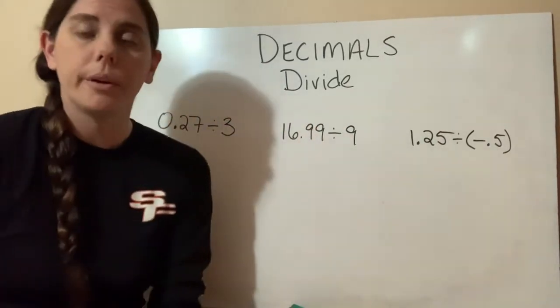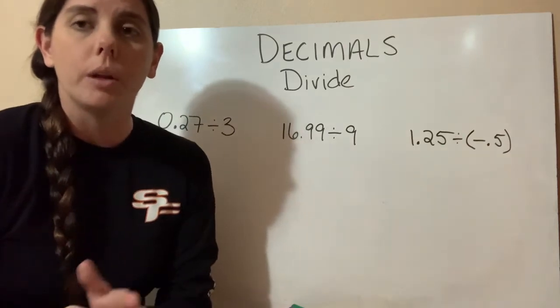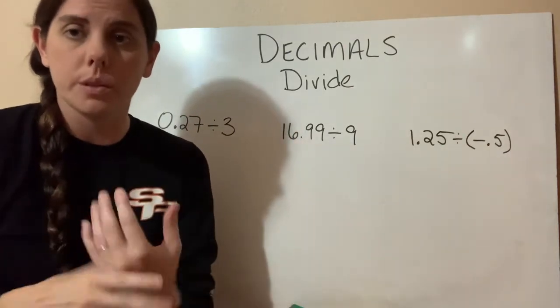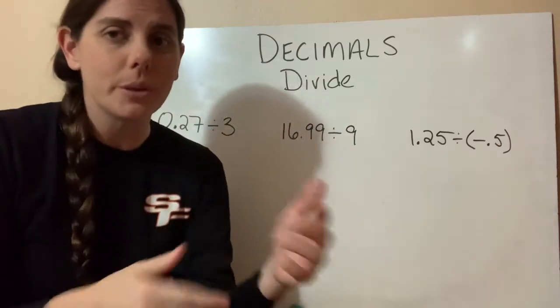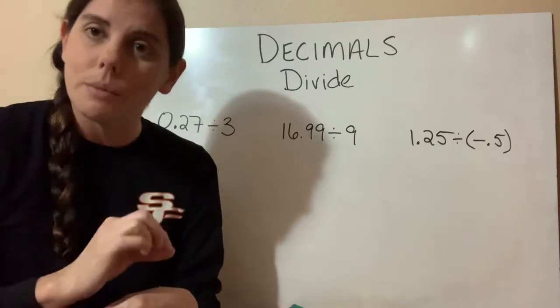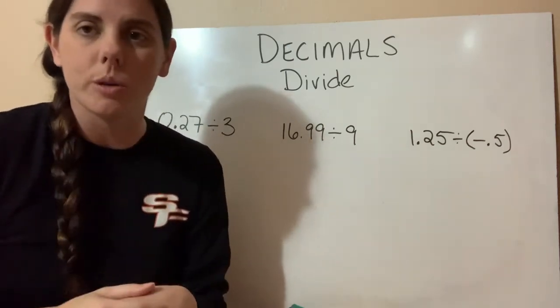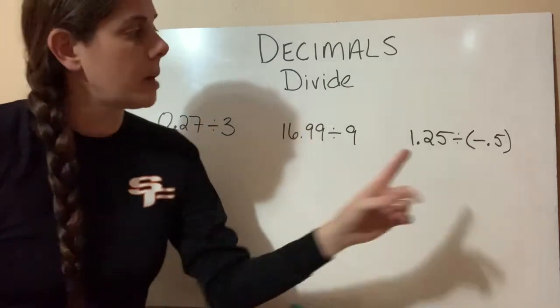The last operation is division. So in section 5.2, we're going to be learning how to divide with decimals. And again, very similar to dividing with whole numbers. We're going to set it up with long division and go through it. We just need to make sure we know where to put our decimals. So that's the only thing that's different when we're dividing with decimals, except for this last problem.